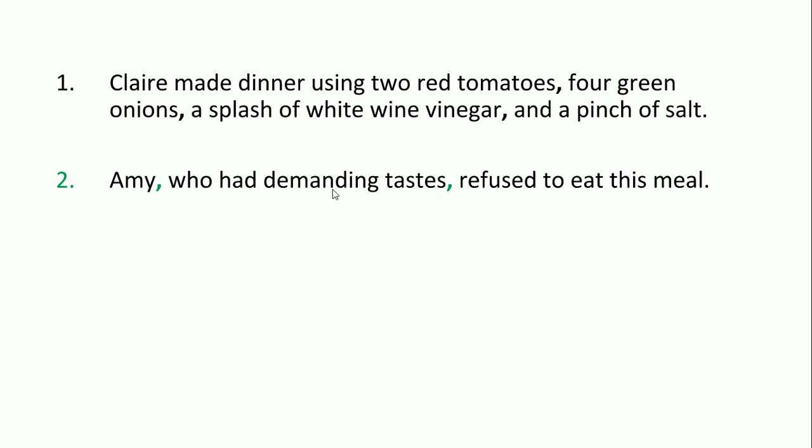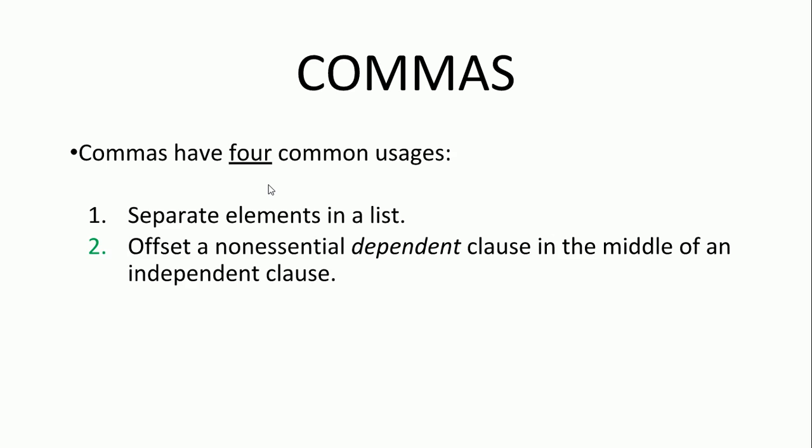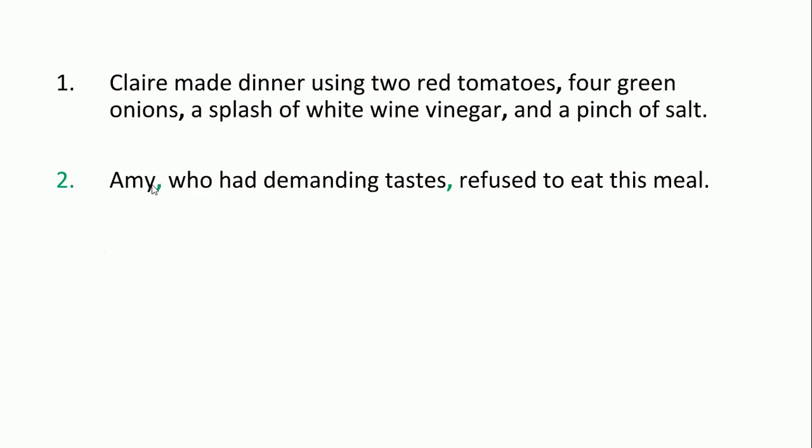And the way to think about that is, does this sentence still mean the same thing without this clause? So without it, it would be Amy refused to eat this meal. And with it, Amy, who had demanding tastes, refused to eat this meal. Yeah, the 2 basically mean the same thing. Like if you add this, it provides more detail, but it's not essential. So we satisfied all of our definitions. We can put commas to separate this non-essential dependent clause from the independent clause it is contained within.